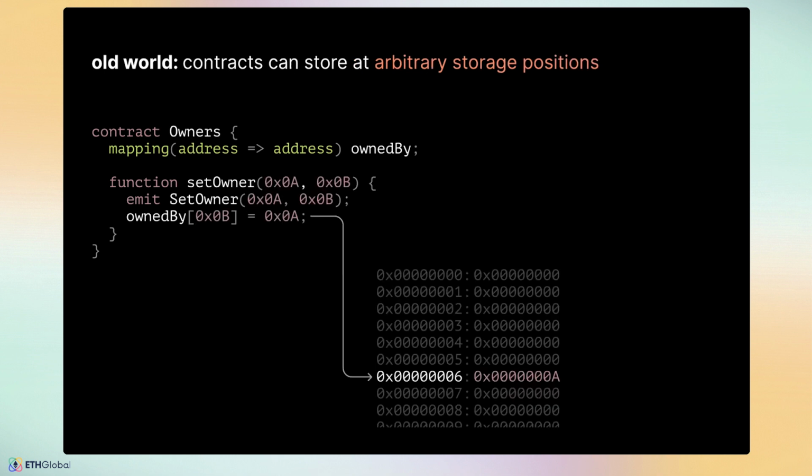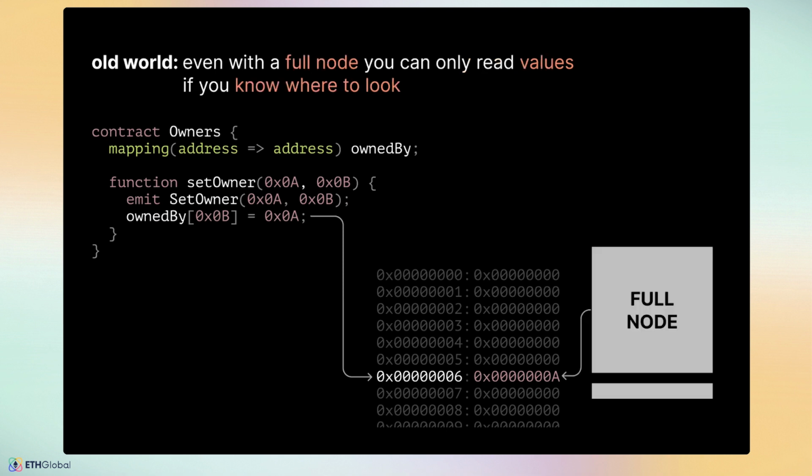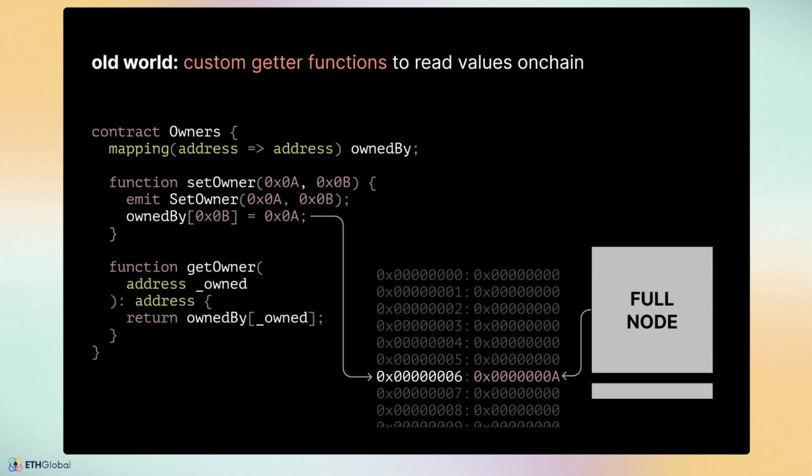The data is going to be stored in storage, and the location of the data in storage depends on the hash of the key that we use to index the mapping. That means if we have access to a full node, we can read all the values in storage, but we can never recover the key because the key was hashed to find the storage location. And if we want other contracts to be able to get the owner of a given address, we have to remember to implement a custom getter function, because without this function, another contract really has no way of accessing this value in the storage.